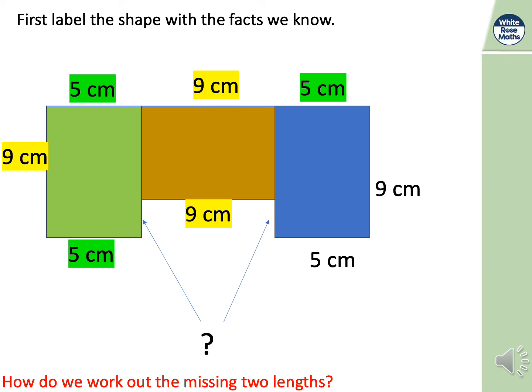So, first of all, we label the shape with the facts that we know. We know the lengths are all 9 centimeters. So whenever there's a length on either shape, on the outside we put 9 centimeters. We also know for a fact that the width is 5 centimeters. So again, we go around the shape, and wherever the 5 centimeter side is, that's where we put in 5 centimeters. But how do we work out the 2 missing lengths?